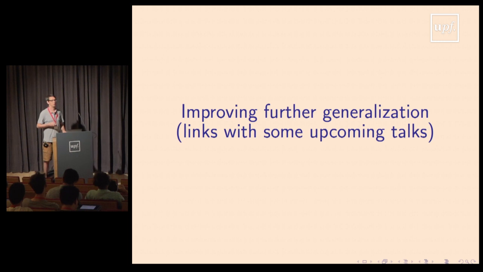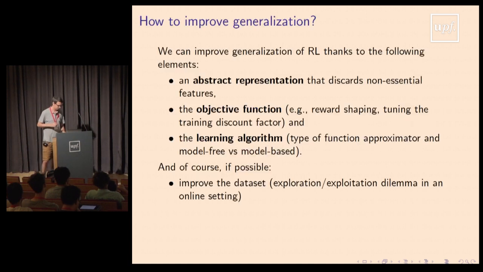OK, any questions on these real-world examples? No? OK, then we have some remaining slides that I will try to cover relatively quickly about improving further generalization in deep reinforcement learning. So here we have mainly covered model-free deep RL. And what you want usually in reinforcement learning is really to improve generalization. So learn from as few samples as possible, right? And what you can do for that is look at an abstract representation that discards non-essential features, either by feature engineering or by some automatic methods that will do abstract representation learning.